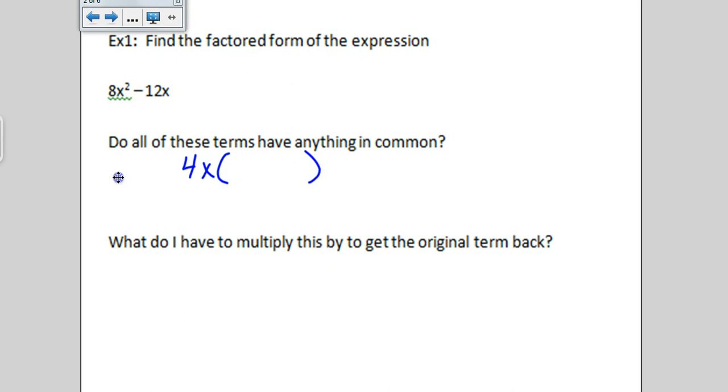Well, this is the opposite of distribution. So when distribution says to multiply, factoring out is really kind of like division. So think of it as dividing both of these by a 4x. We're not actually dividing, but it's like dividing by a 4x. So when I do that, I am left with 2x and then minus 3. And if you're not sure if you did that right, you can go ahead and redistribute the 4x, and sure enough, you will get the right answer.